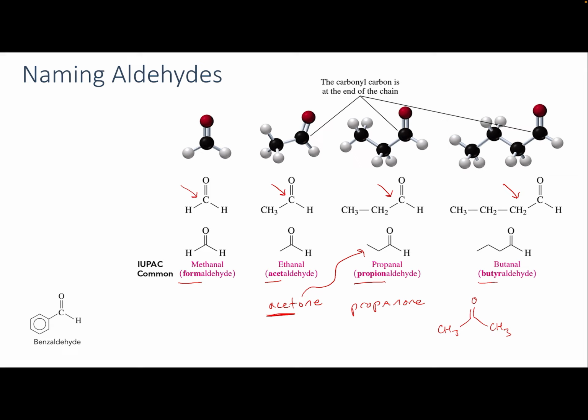I don't like using these common names. We're going to stick to IUPAC names. So methanal, ethanal, propanal. And when we get to ketones, we'll use common names, but not the common names from these. There's a different common naming mechanism that we'll use. Here we have a benzene, and when a benzene has an aldehyde group on it, we can call it benzaldehyde. Benzenal would also work.